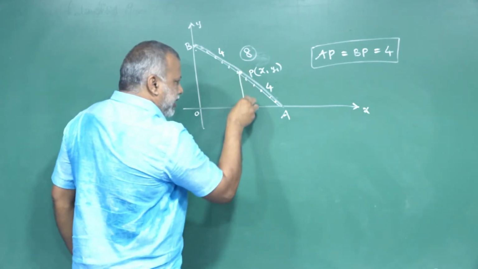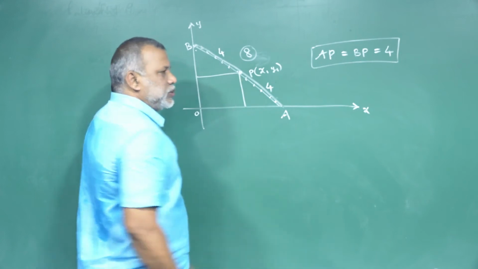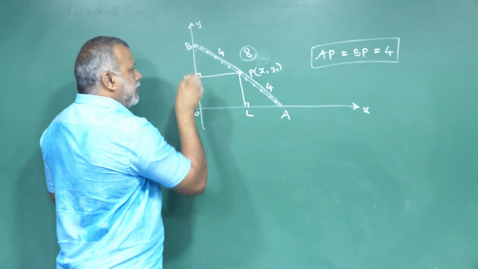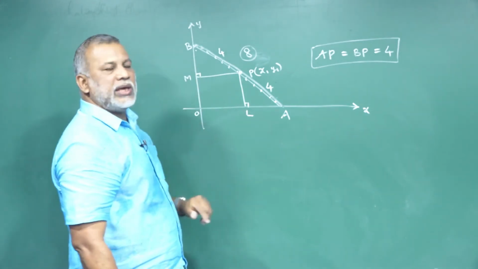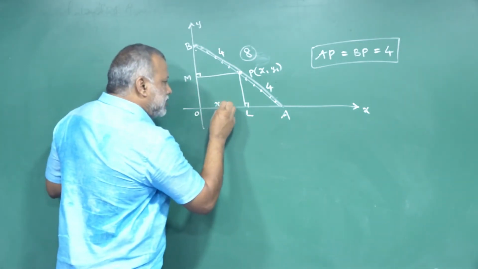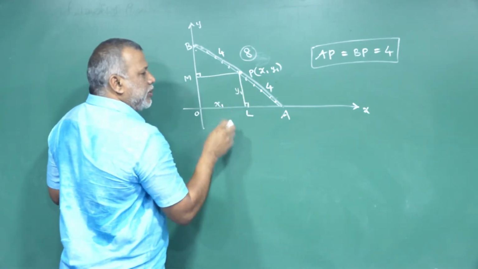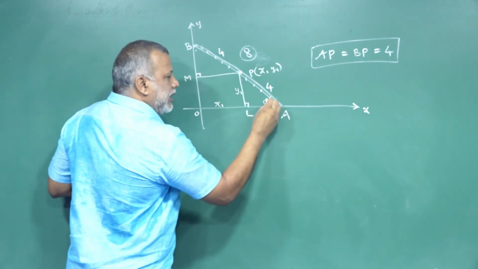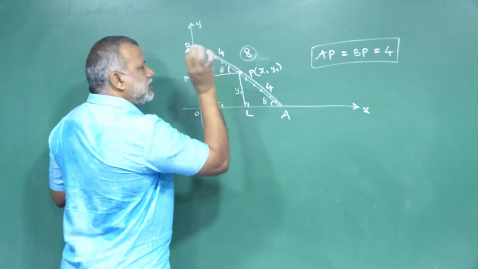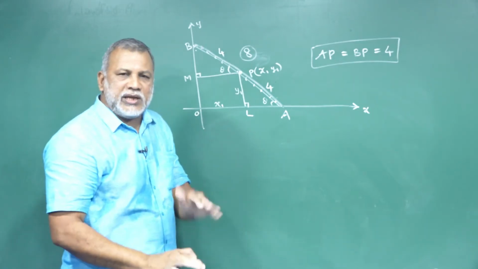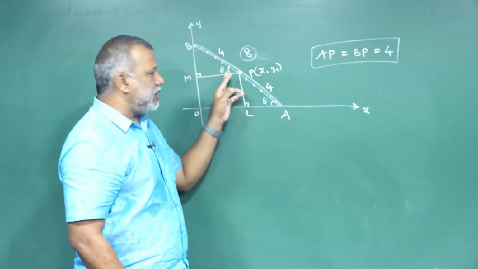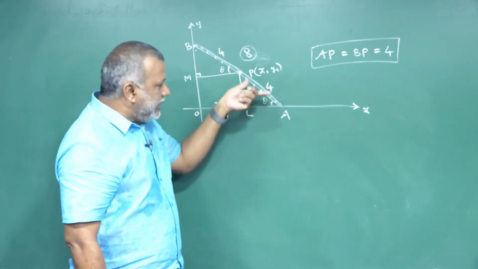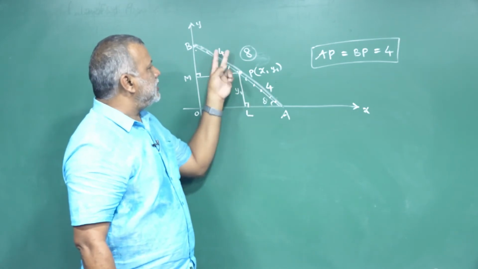Now I am selecting the same diagrammatic explanation. See the previous question. Draw PL and PM perpendicular to the x-axis and y-axis. Now this is x1, this must be y1. Then only we can say P of x1 comma y1. Now this should be an angle theta. Here also angle theta. See the same explanation as in the previous question. Theta, here also theta. X1 comma y1, therefore the point x1 comma y1. But here the only change is 4 units, 4 units.